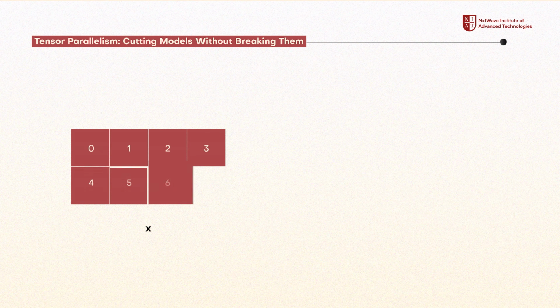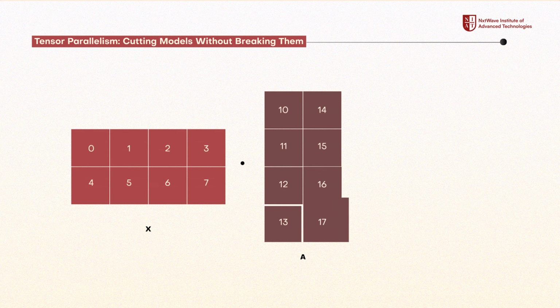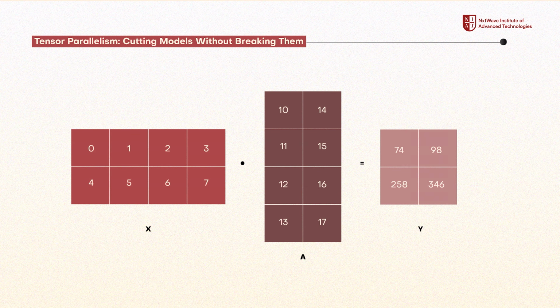Tensor parallelism means dividing the computation of a single matrix multiplication across multiple GPUs. Instead of each GPU holding a full copy of the model, we slice up the weight matrices and distribute the computation. Let's start with a simple example. X is a 2 cross 4 matrix. That's our input. A is a 4 cross 2 matrix. That's our weight. Their product, Y, is a 2 cross 2 matrix.